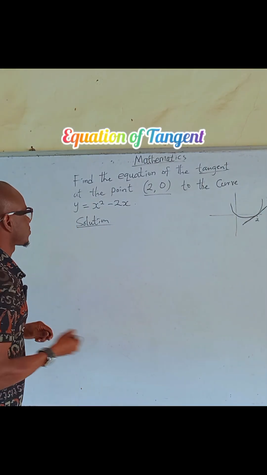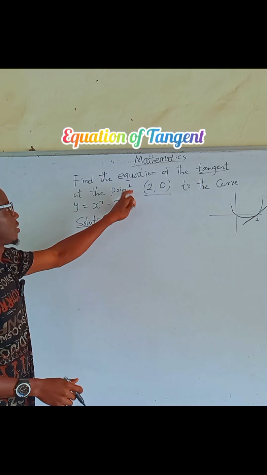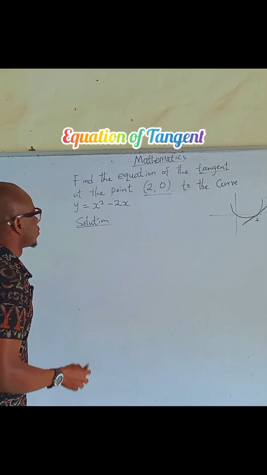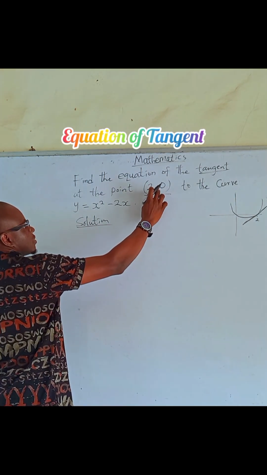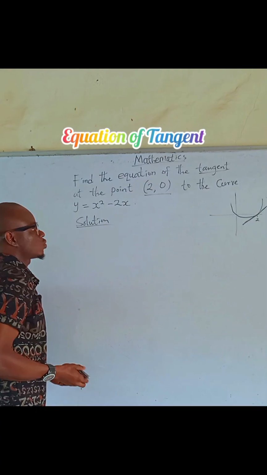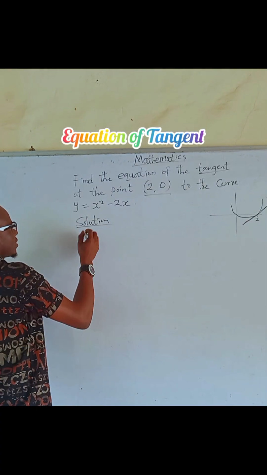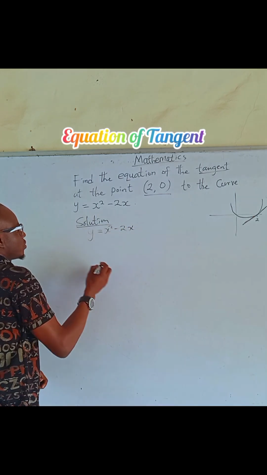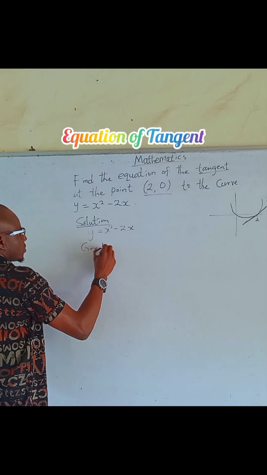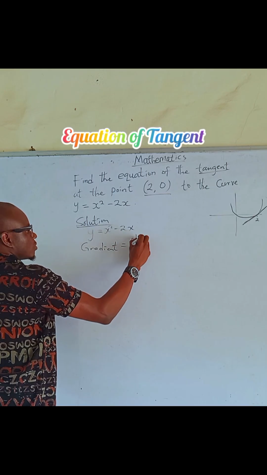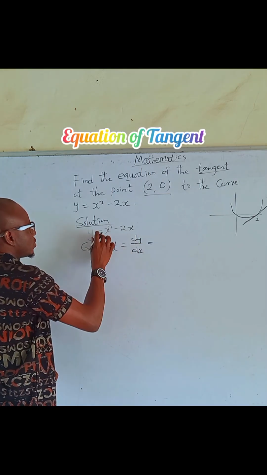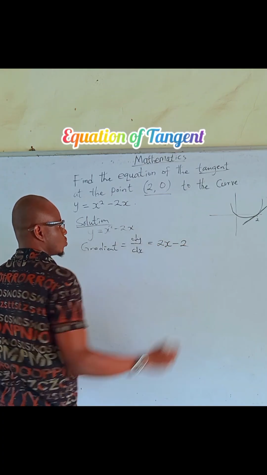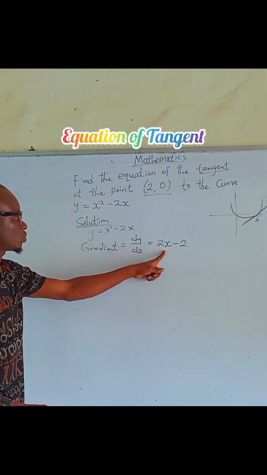But before we can do that, we have to get the gradient of that particular straight line at that point of the curve. The point given from the curve is the point where x is 2 and y is 0. First, we have y equals x squared minus 2x. So gradient is equal to dy/dx. dy/dx of this expression is going to give us 2x minus 2.